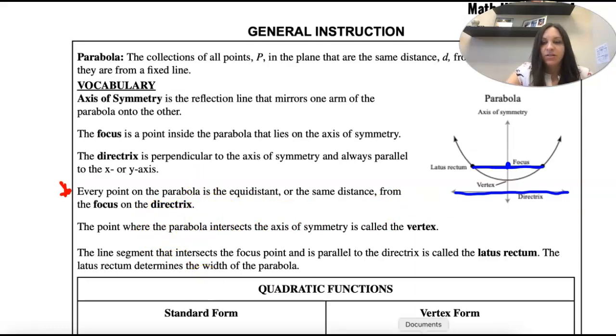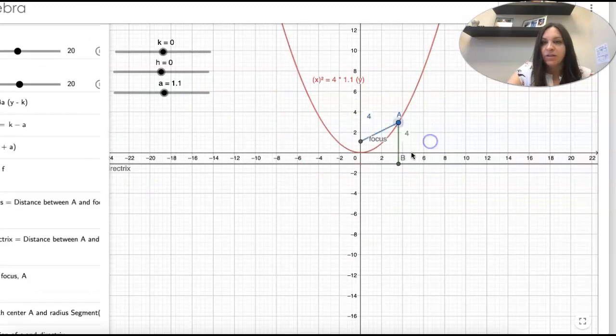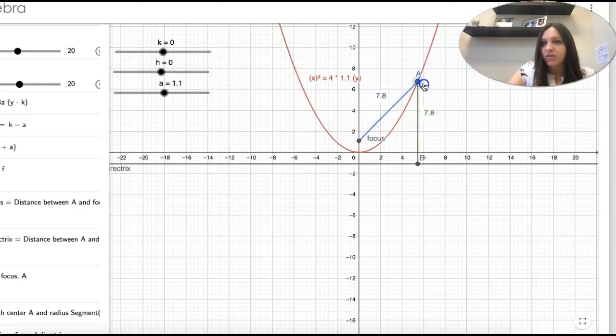Okay, so these are in Canvas if you want to mess around with them, but these are visuals. Okay, so here's my focus, here's my directrix, and if I move a point, it's always the same distance from both. So 8.7, 9, 10. Okay, it doesn't matter where this point goes on the parabola, it's going to be the same distance. That's what the focus is, that's what the directrix is.